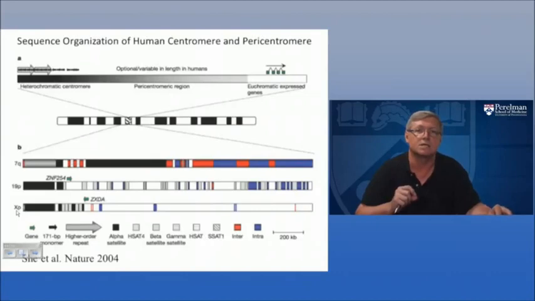Now, the sequence organization near the centromere is particularly complex, and this is an important feature that will impact the human genome assembly.